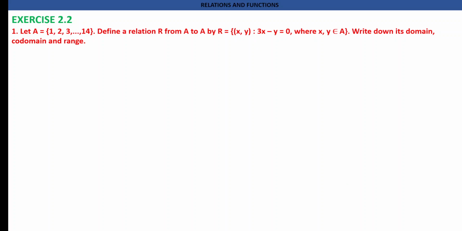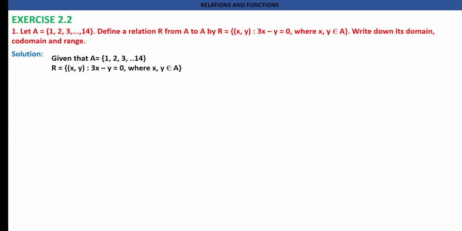Exercise 2.2, question number 1. Let A be a set of elements 1 to 14. Define a relation R from A to A by R equals X comma Y such that 3x minus Y is equal to 0, where X comma Y belongs to A. Write down its domain, codomain and range.